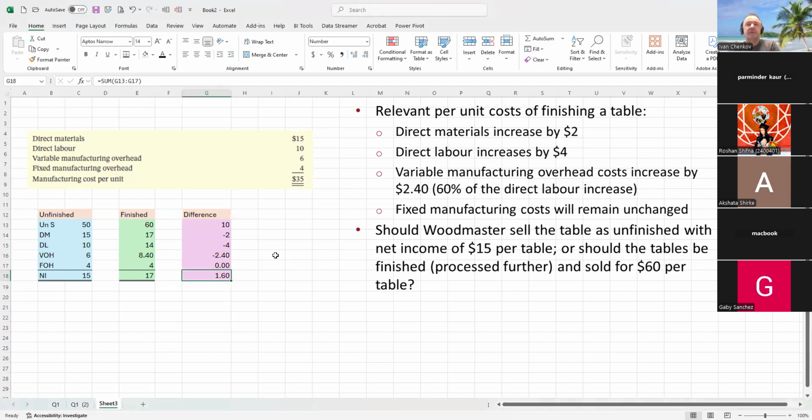Is it $2 or $1.60? Let's make it zeros. So we're not making $2, people. We're making only $1.60. Sorry for the disappointment. We're 40 cents less. Make sense? Can you see it? So the bottom line is, shall we go and finish those tables? Yes, sir. Why? Because we're going to get $1.60 more per table.